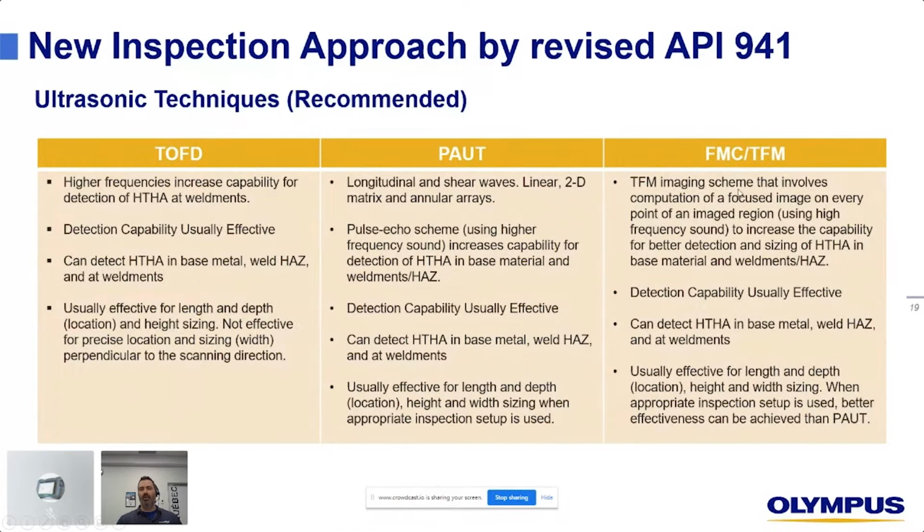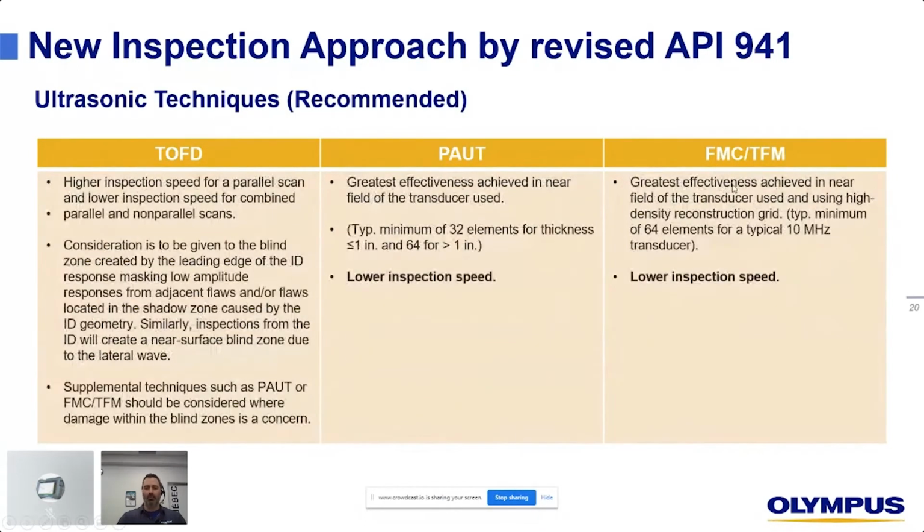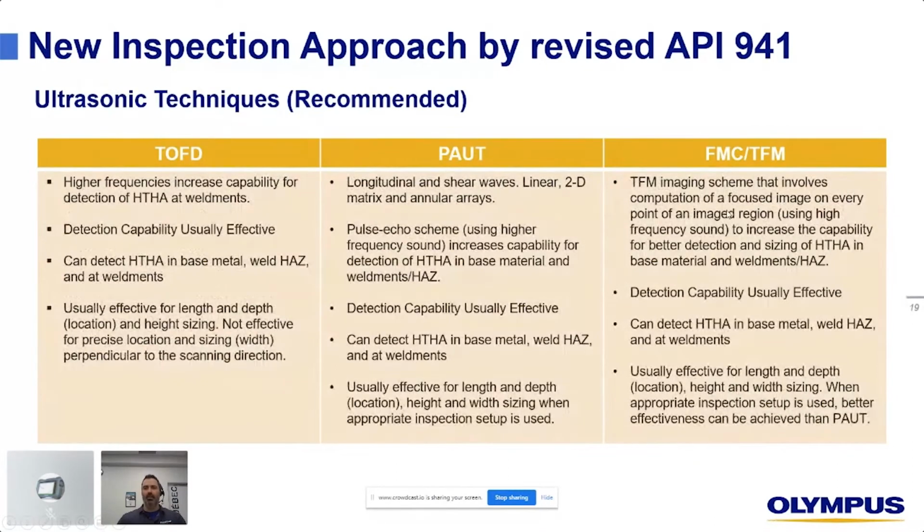FMC or TFM advantages over phased array. Imaging, I always forget that I can't click. Imaging scheme that involves computation of focused image at every point of the image region. So better imaging, better knowledge, better interpretation of what the flaw might be. And for the rest, it's equivalent, if not better, than phased array.